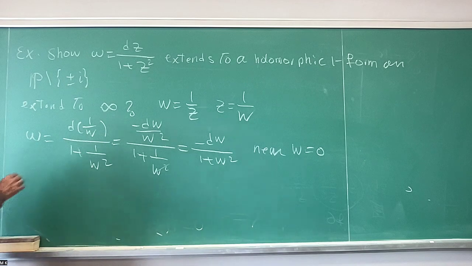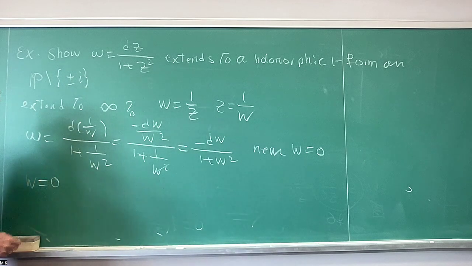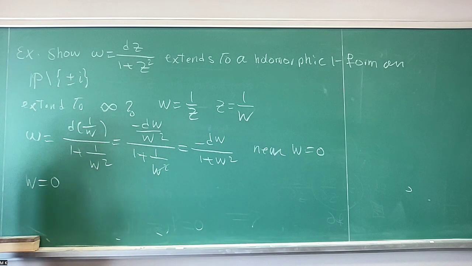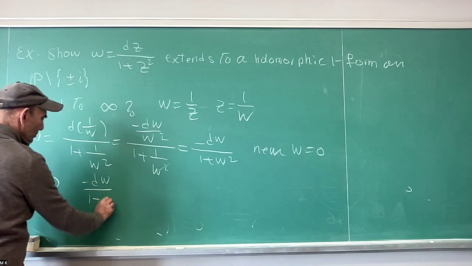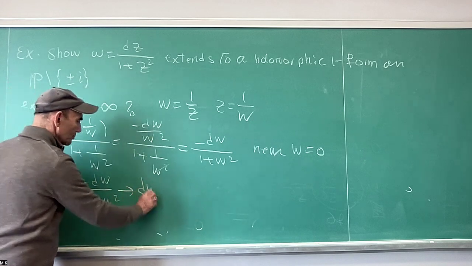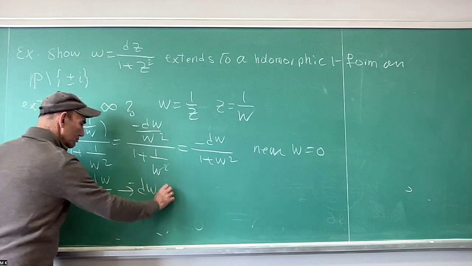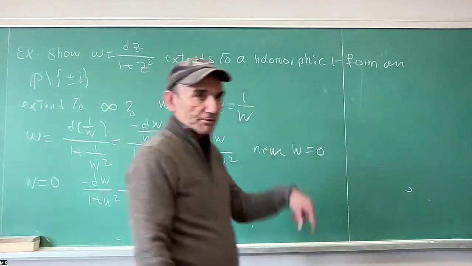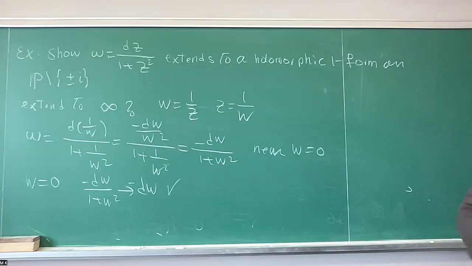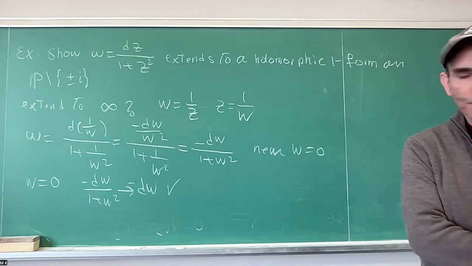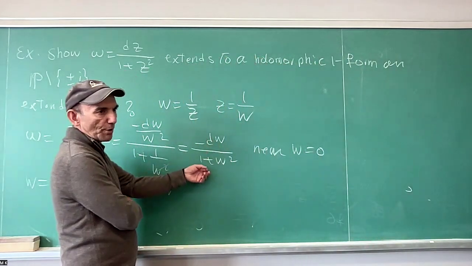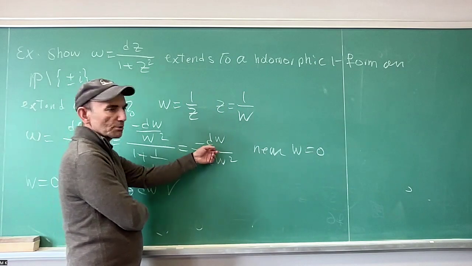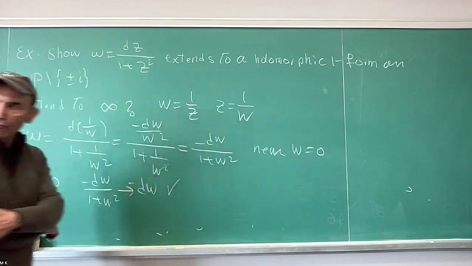Now, what happens if W is equal to 0? I mean, this has a limit as W goes to 0. This is nothing but dW, right? So this one form, dW over 1 plus W squared, of course, this approaches minus dW. So this is extendable, and is in fact holomorphic there, so this is fine. Okay. In other words, we can say that this function 1 over 1 plus W squared is holomorphic at 0, and this is also a holomorphic one form, so this is a holomorphic one form.